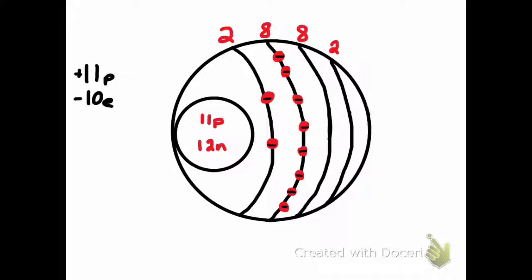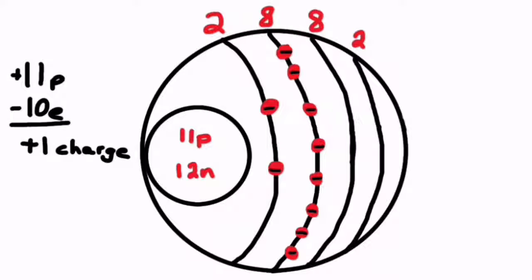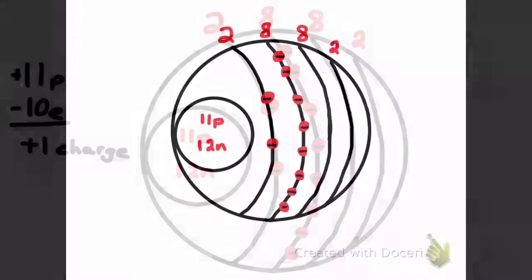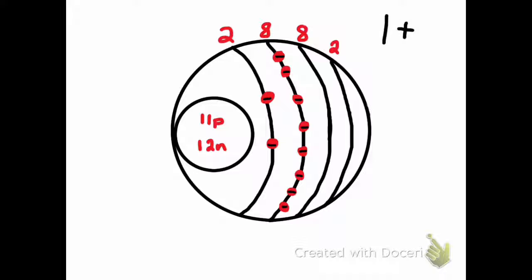So what we do is we take the number of protons minus the number of electrons, and then we have a charge. For this, it is a positive 1 charge. So we're just going to write that up there.